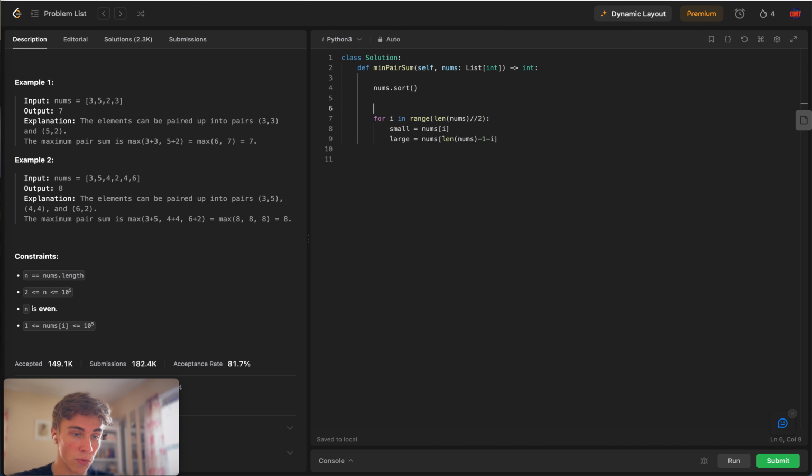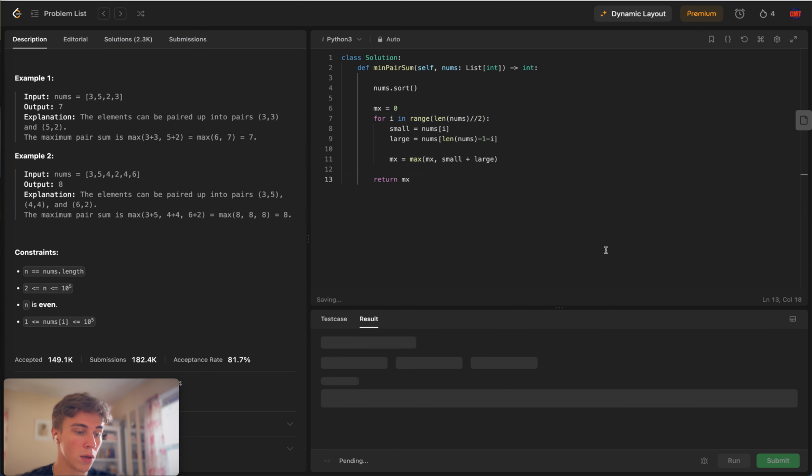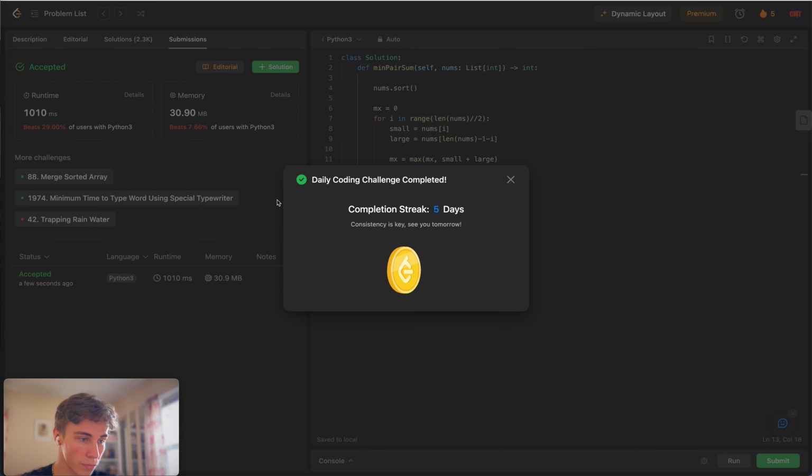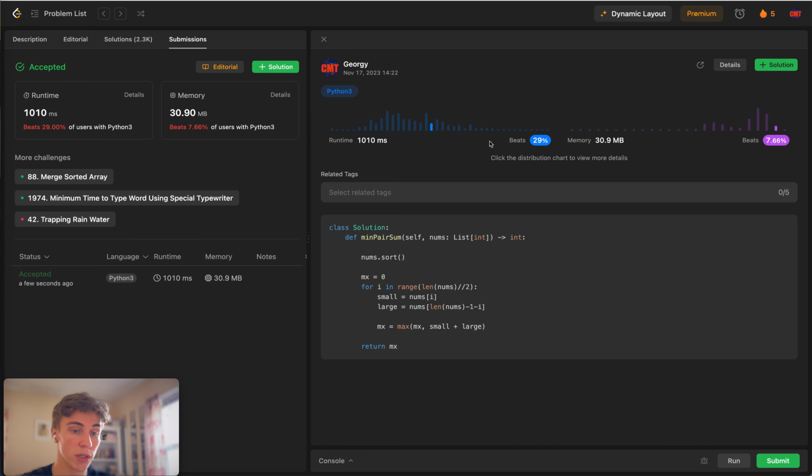And let's have a running max starting at 0, because we don't have numbers that are negative. And let's say mx is equal to max of mx and small plus large. Return mx. See if this works. Ideally, it should. And if this does, this just proves that, okay, it does. Proves that the approach was correct. Ooh, that's not that good.